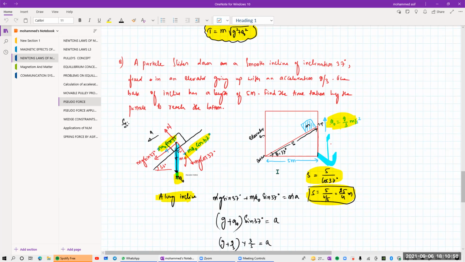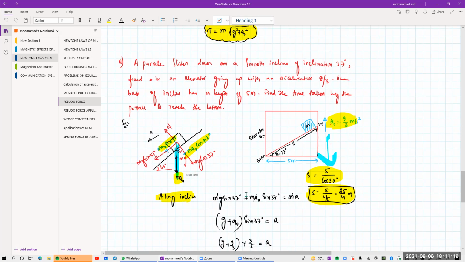Opposite to the acceleration. Now, if I resolve mg, this is mg sin 37 and mg cos 37. If I resolve m a naught, this will become m a naught sin 37 and m a naught cos 37. Now, along the incline: mg sin 37 plus m a naught sin 37 will be equal to mass into acceleration.